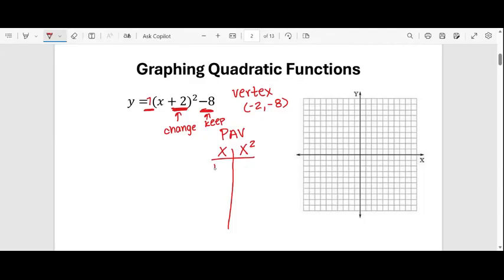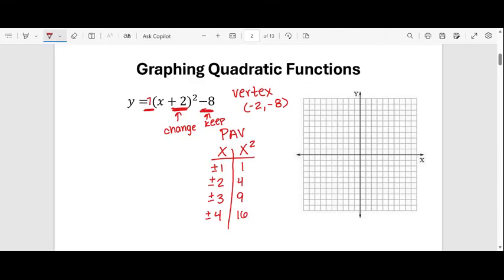Now, if we move left and right 1 square, we're going to square those numbers, and 1 squared and -1 squared is 1. So meaning I move left and right 1 square and I go up 1 square. If I move left or right from my vertex 2 squares, I'm going up 4 squares. If I move left or right 3 squares, I'm going up 9 squares. And just for good measure, we'll do 4 squares and I would be going up 16 squares.